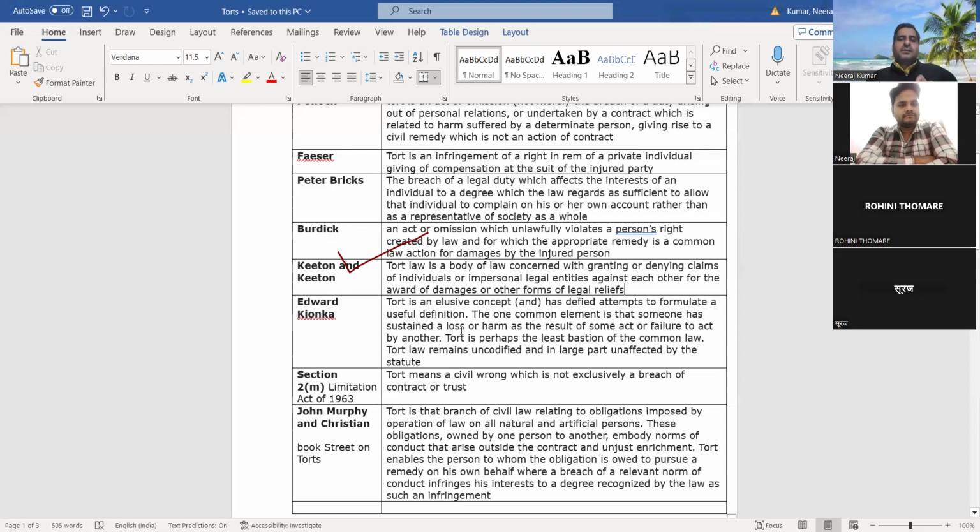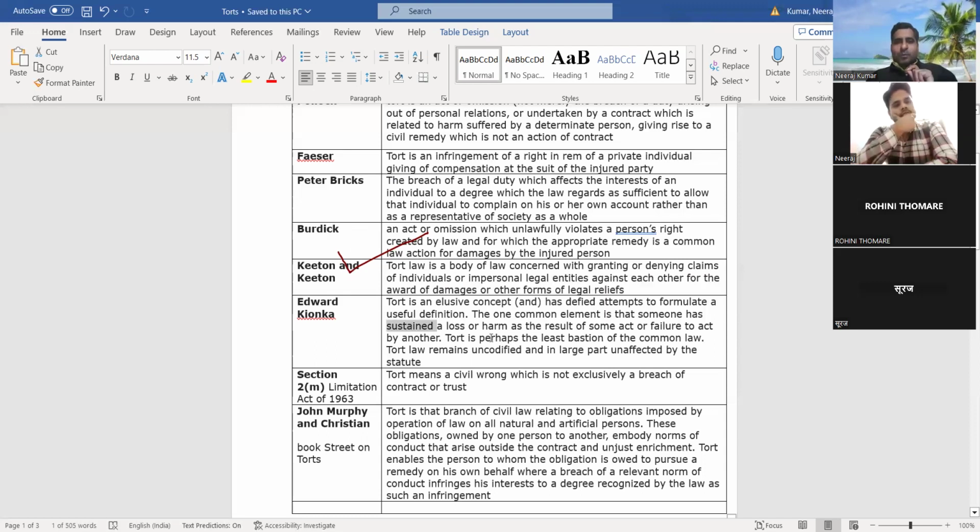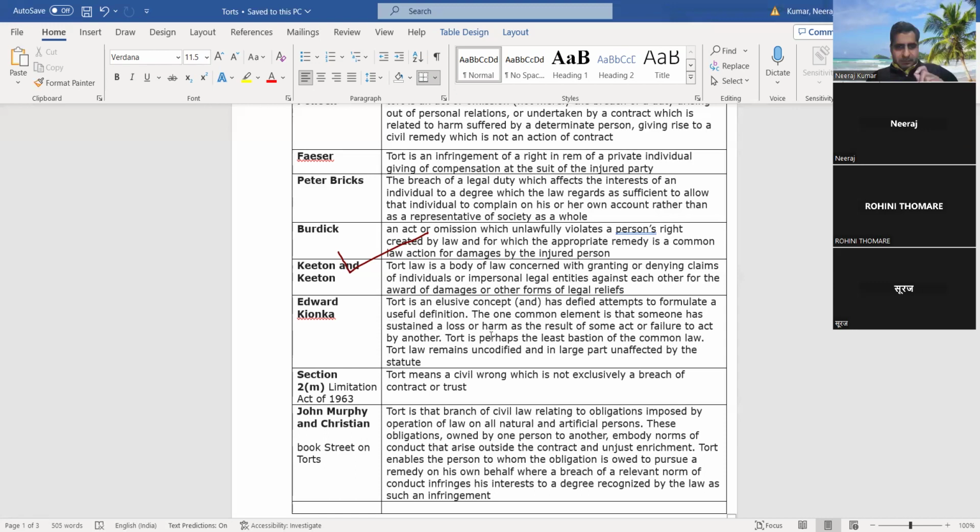Edward Kionka: tort is an elusive concept that has defied attempts to formulate a useful definition. The one common element is that someone has sustained a loss. That's the important thing, right? One person sustained a loss or harm because of another person's action, directly or indirectly. So either some action was taken or some duty was not performed and omission happened. If because of these events person B suffered some loss, it is tort.